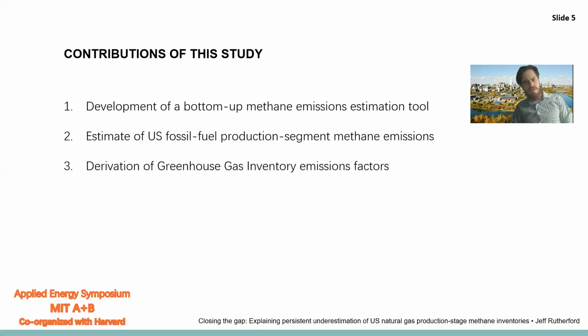So we can break down our study into 3 separate parts. First, we develop an alternative inventory approach and construct a bottom-up methane emissions estimation tool. Second, using our tool, we estimate US fossil fuel production segment methane emissions and compare this with the site-level estimates from Alvarez and Omara, and also with the greenhouse gas inventory. Finally, we do a deep dive on the greenhouse gas inventory emissions factors and aim to reconstruct these emissions factors, comparing our detailed analysis of these emissions factors with emissions factors from our own bottom-up tool.